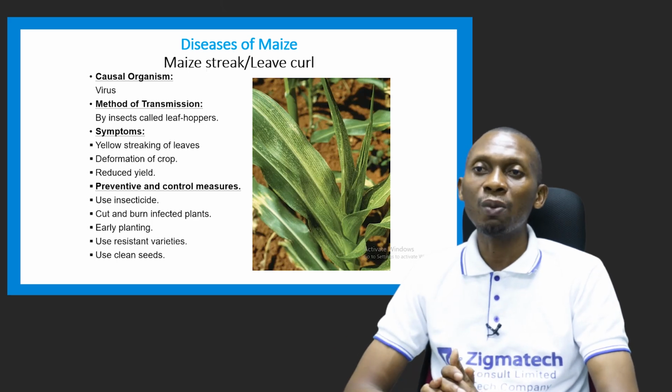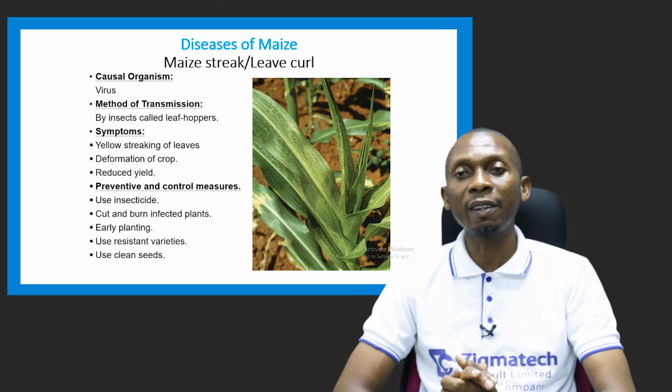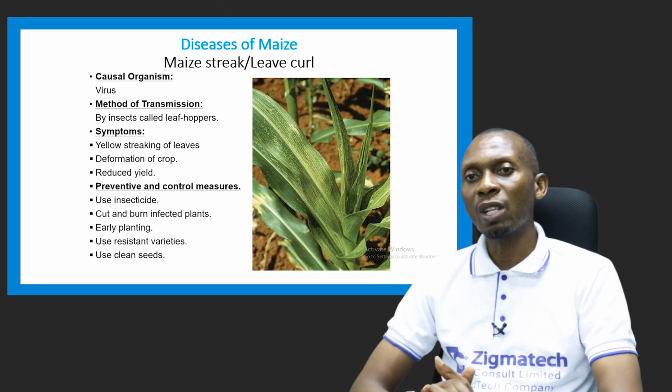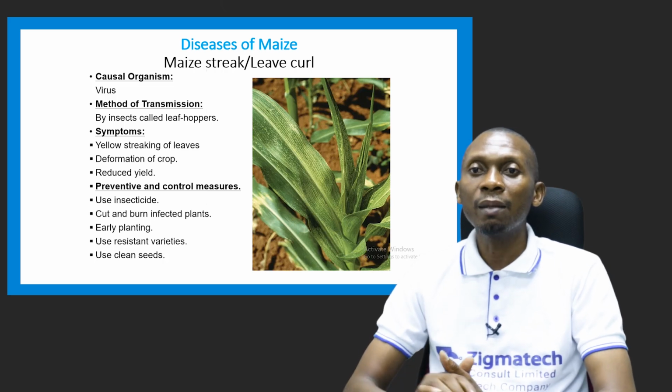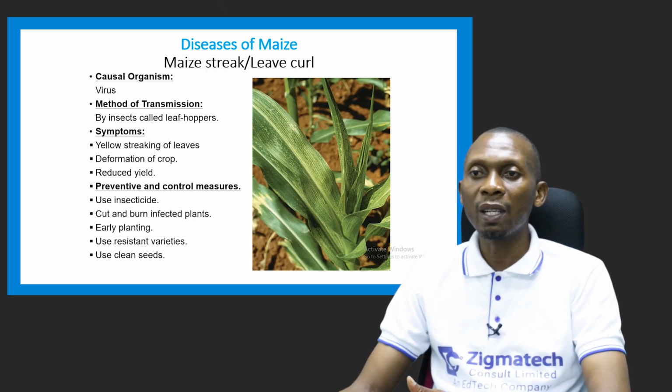We have maize streak, which is also called leaf curl, a viral disease, and this is transmitted by insects called leaf hoppers. Now, viral diseases are usually transmitted by insects. The symptoms are yellow streaking of the leaves. You can see the yellow streaking on the leaves. There's also deformation of the crop and reduced yield.